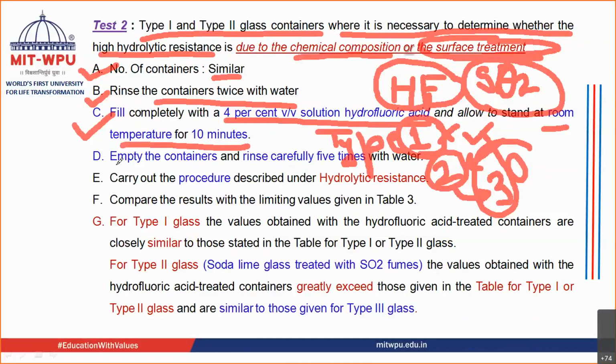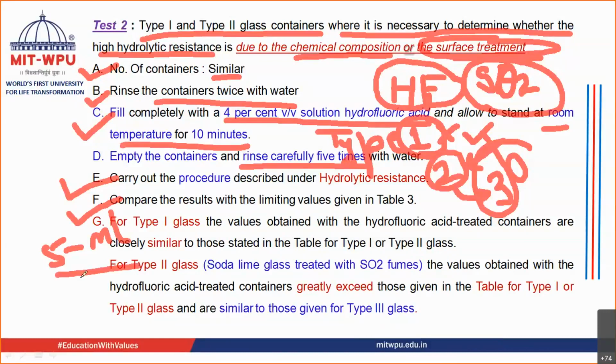Then you are going to empty the containers that contain hydrofluoric acid. You are going to remove all the hydrofluoric acid present inside the container and rinse it carefully 5 times. Then you carry out the same procedure that you had done in hydrolytic resistance, and you will compare the results. You have taken, for example, 5 containers, and in those 5 containers you had got some mL of HCl after titration.